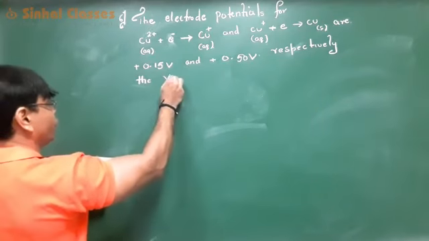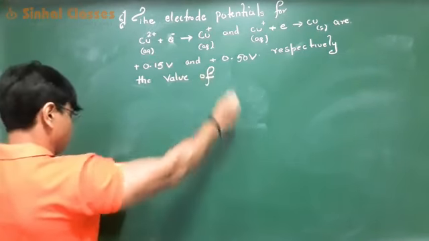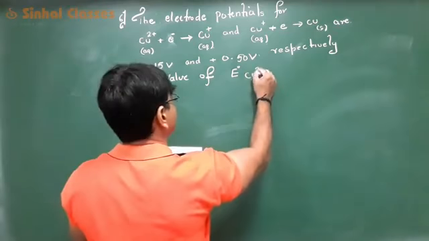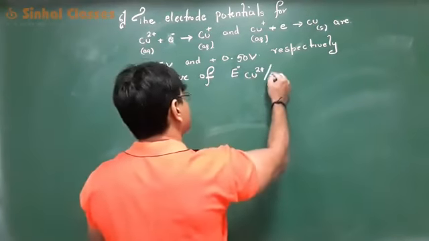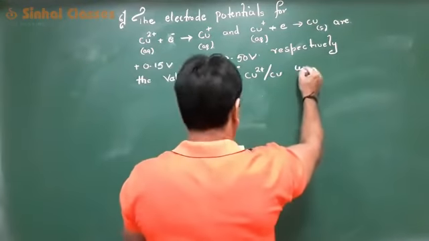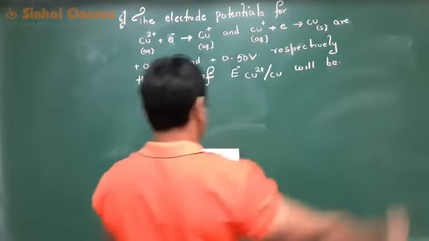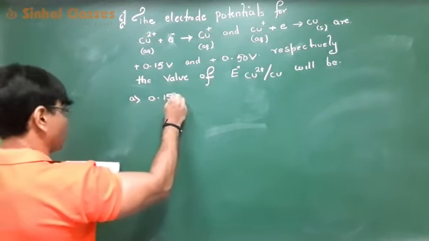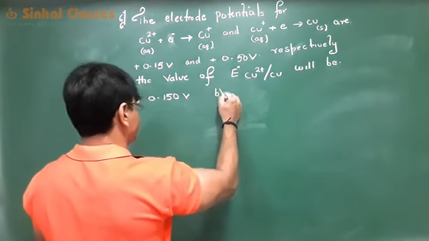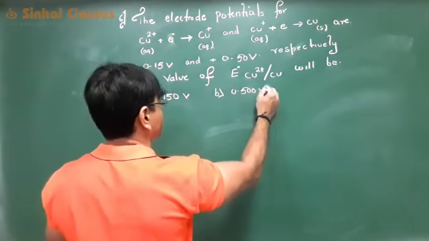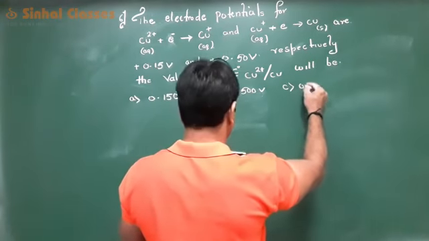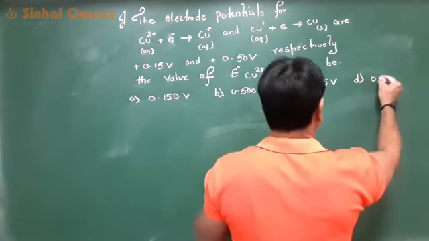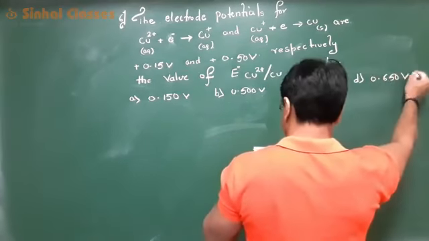The value of E naught for Cu2+ to Cu will be: A, 0.10 volt; B, 0.500 volt; C, 0.325 volt; or D, 0.650 volt.